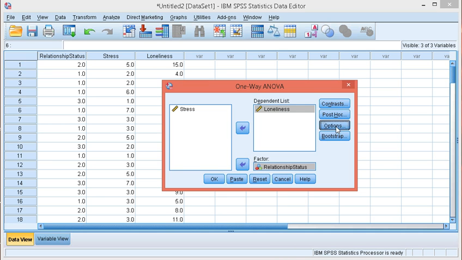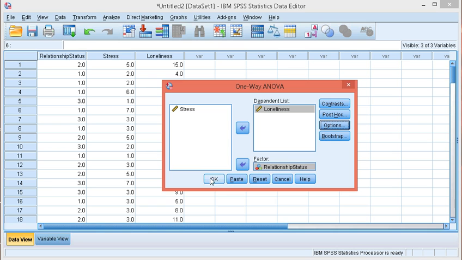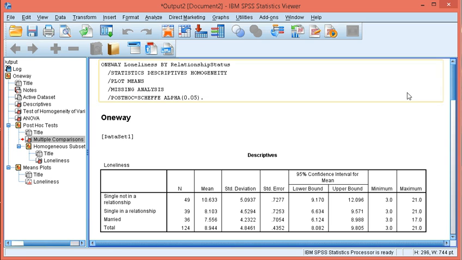And then click on options. When you click options for the first time, nothing will be checked, so my suggestion is to check some of the essentials: descriptive, homogeneity of variance, and means plot, so that we'll have a graph. Then we click continue, and then we click OK. I will not click OK because my laptop is very slow, so just click OK, trust me on that. When you do so, a certain output would appear like this.